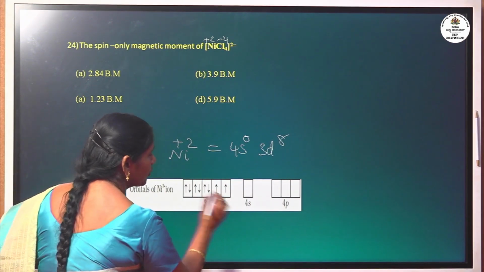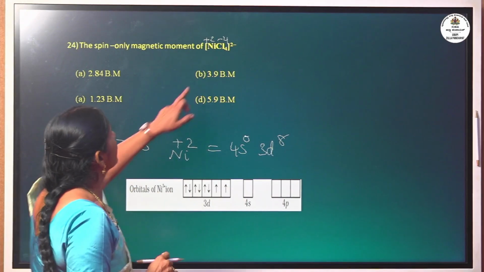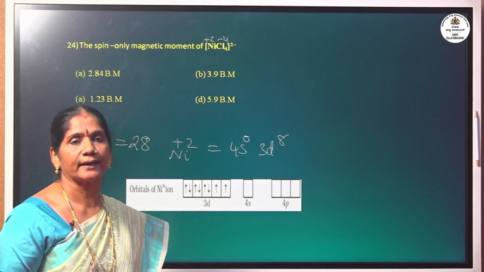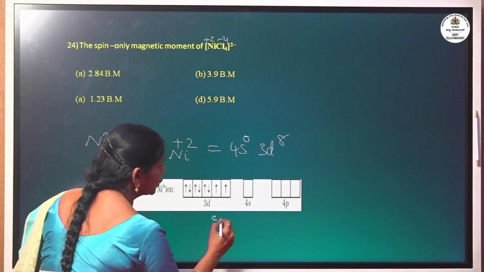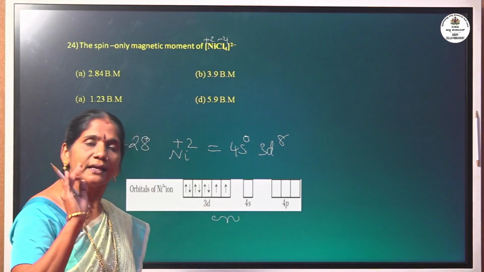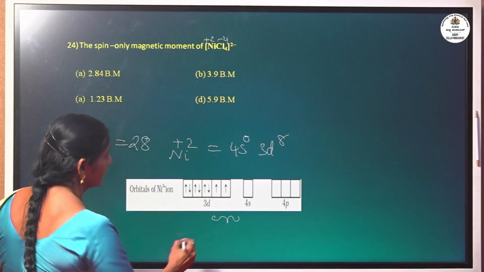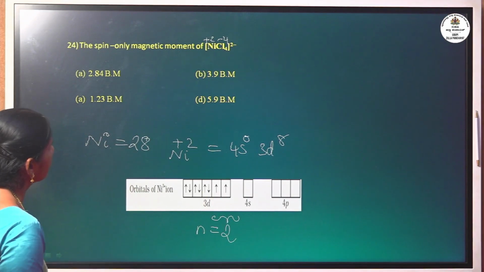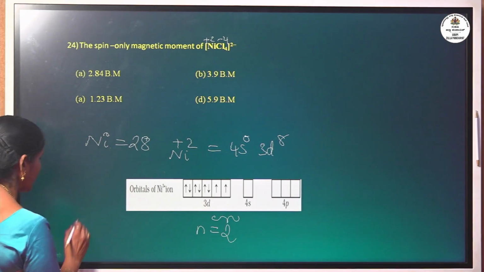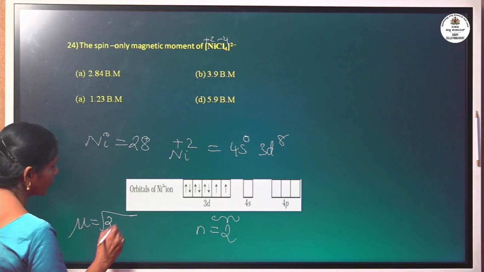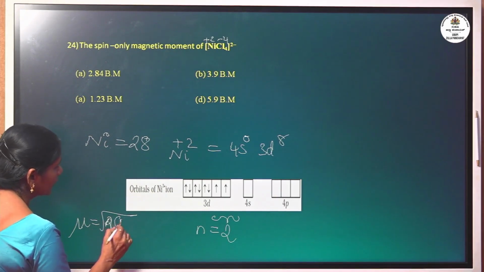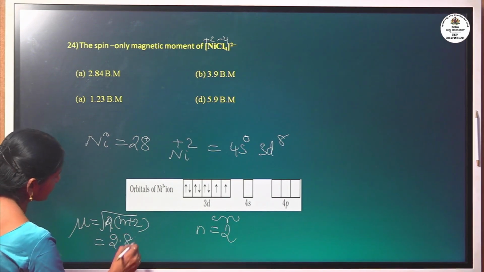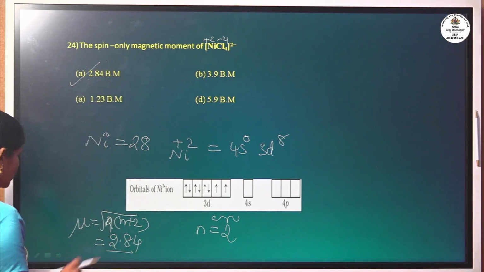So the number of unpaired electrons here: chlorine being a weak ligand cannot force electron pairing, and therefore 2 electrons will be in the unpaired state. Therefore the number of unpaired electrons will be 2. If you apply the formula mu is equal to square root of n into n plus 2, this comes to around 2.9, or you can say 2.84. So B should be the answer.